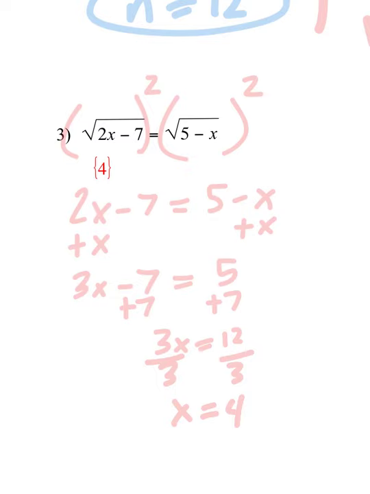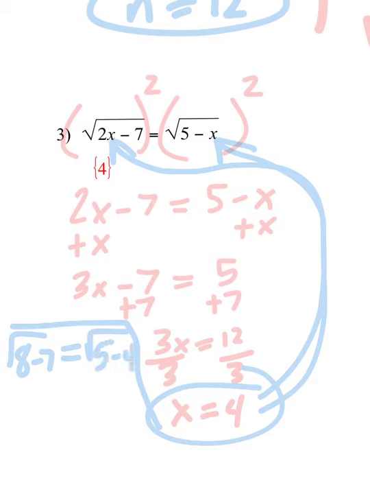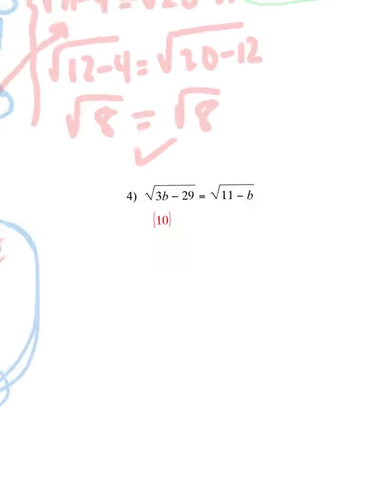Again, when you would go to check it, you're simply replacing what's in there with that value. So that 4 will go here for x, and here for x. So that's going to be 2 times 4, which will be 8 minus 7. And the second one will be 5 minus 4. And as you can see, you're going to get the square root of 1 equals the square root of 1. And that is true. So we know that that is not an extraneous solution. That is, in fact, the answer.